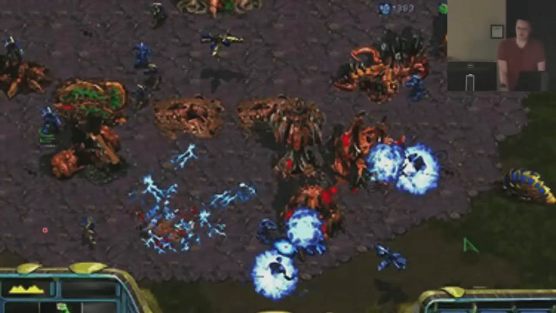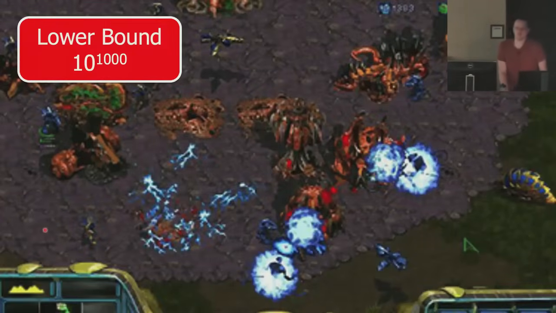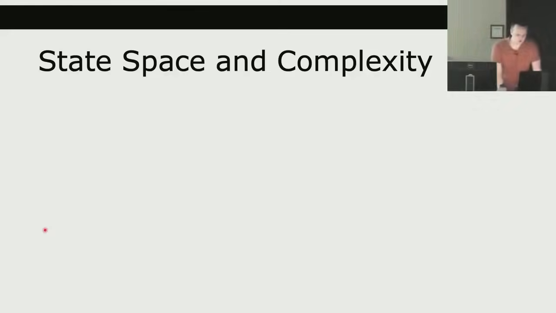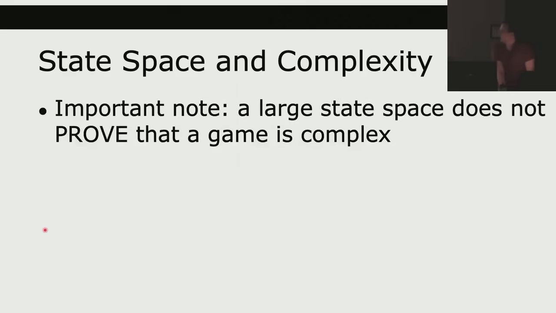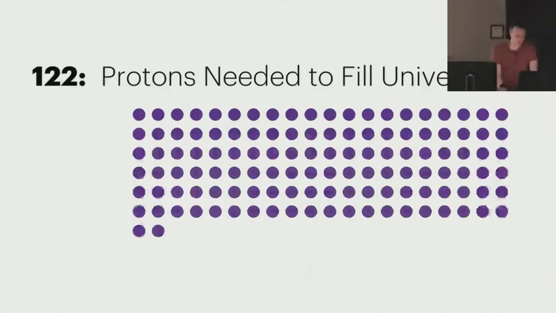And for a game like StarCraft, which is what I like to study, there's a lower bound of like 10 to the 1,000. It doesn't even matter what these numbers are anymore. They're essentially just showing that the game is very hard. But it is very important that a large state space does not prove that a game is complex. Okay? So I'm going to show an example here.